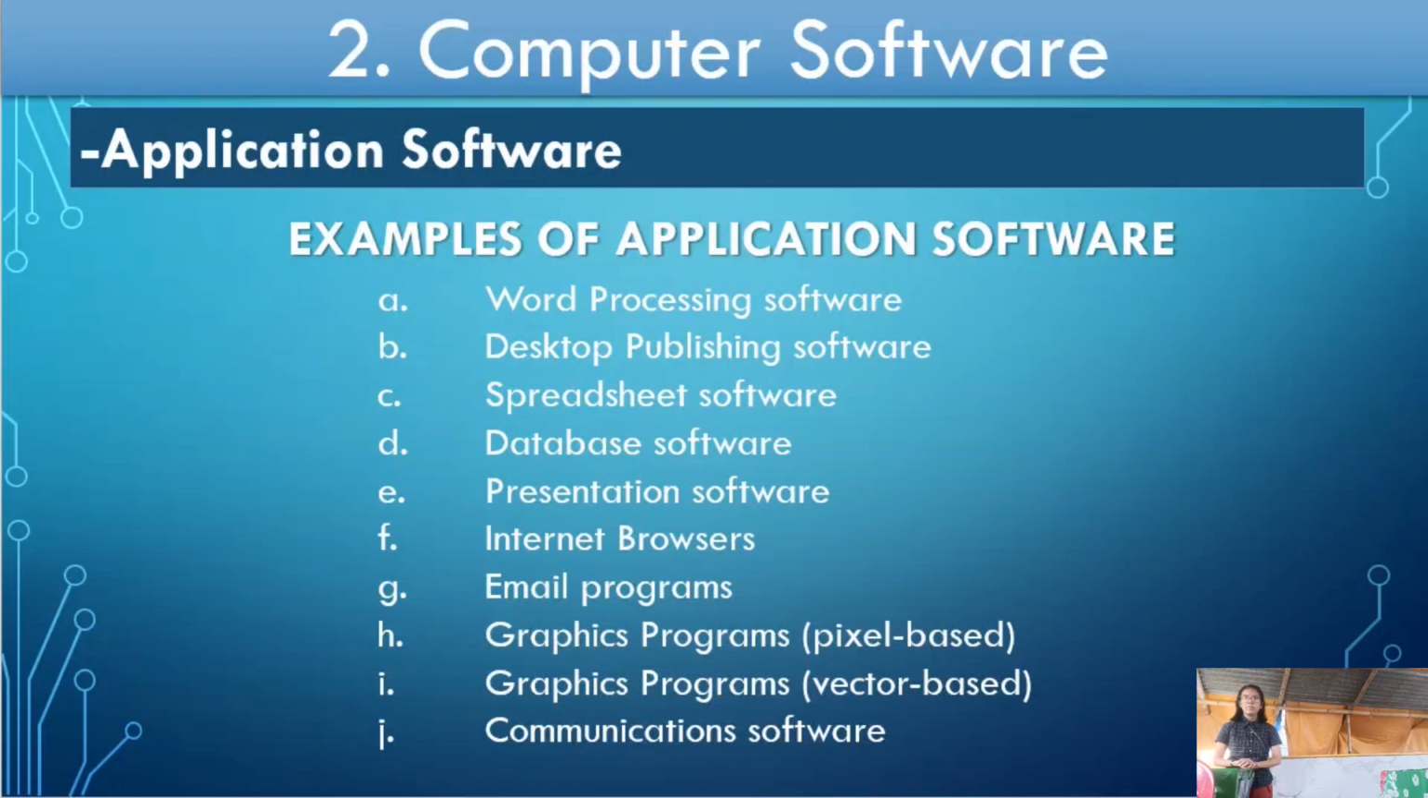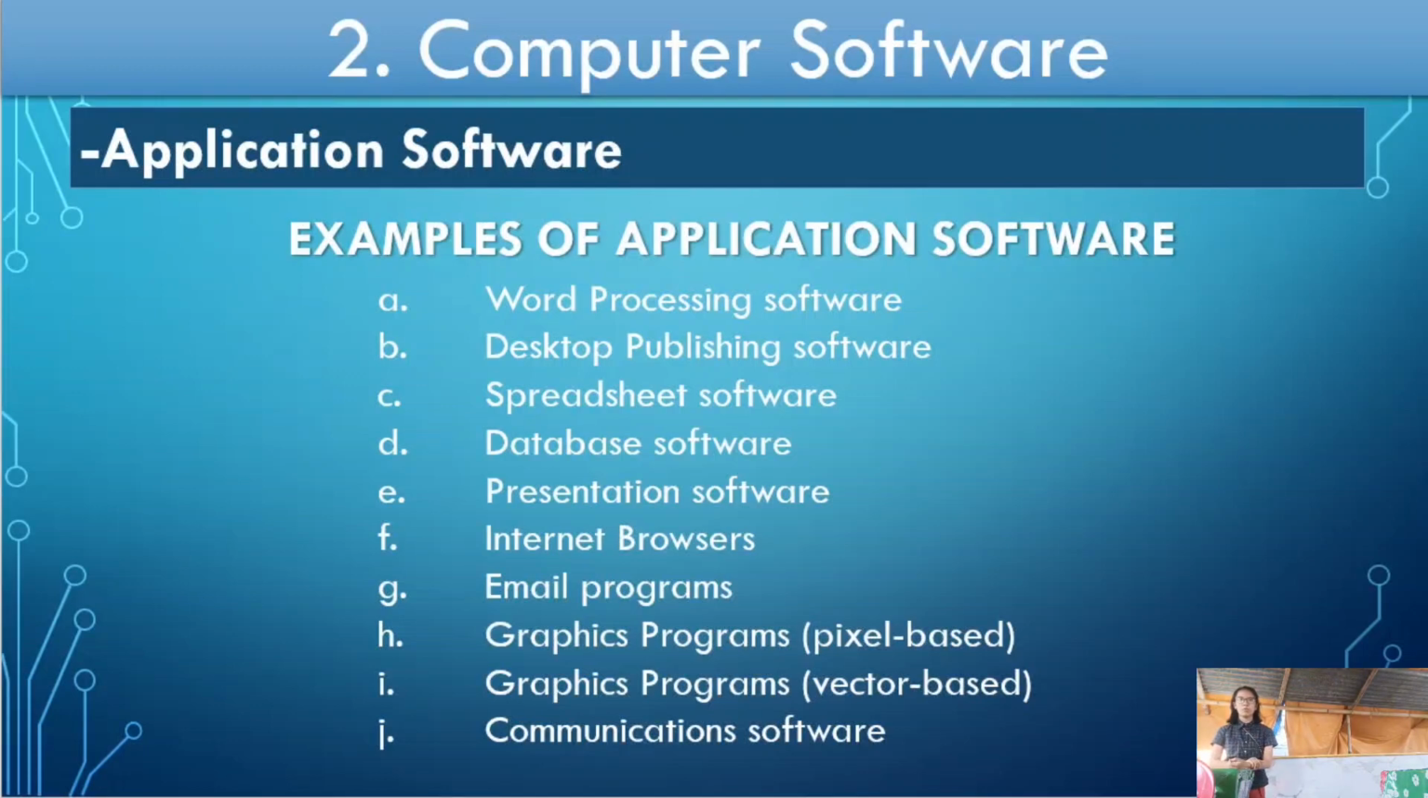Next is email program. Email programs send and receive email. The example is MS Outlook. It could also be Gmail. So they are the ones who send the emails to the receiver or recipient.